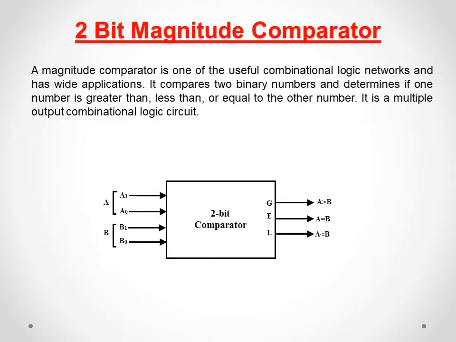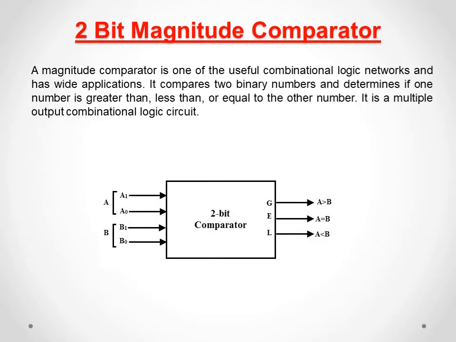Now let's see 2-bit magnitude comparators. This magnitude comparator is a useful combinational logic circuit and has wide applications. It compares two 2-bit binary numbers A and B. The first number A has two bits, A1 A0, and the second number B has two bits, B1 and B0.